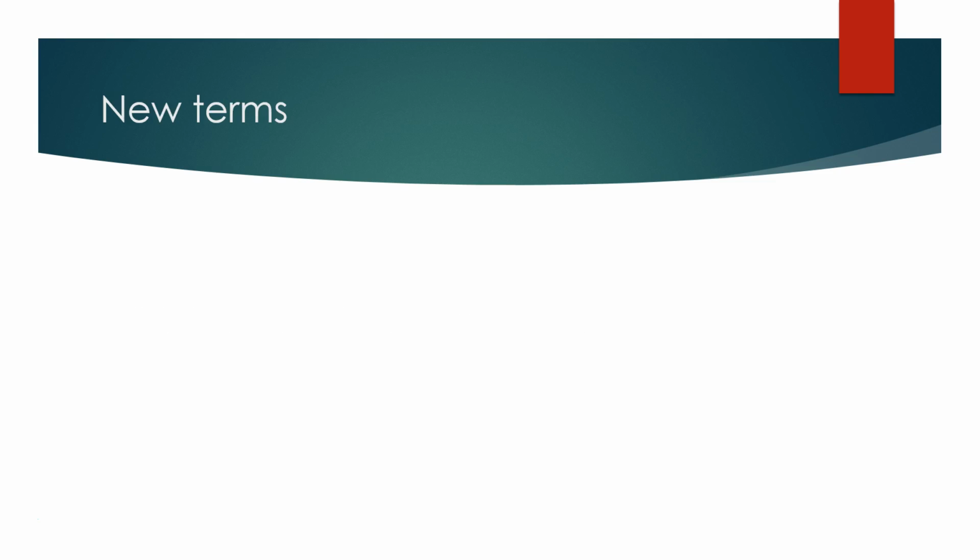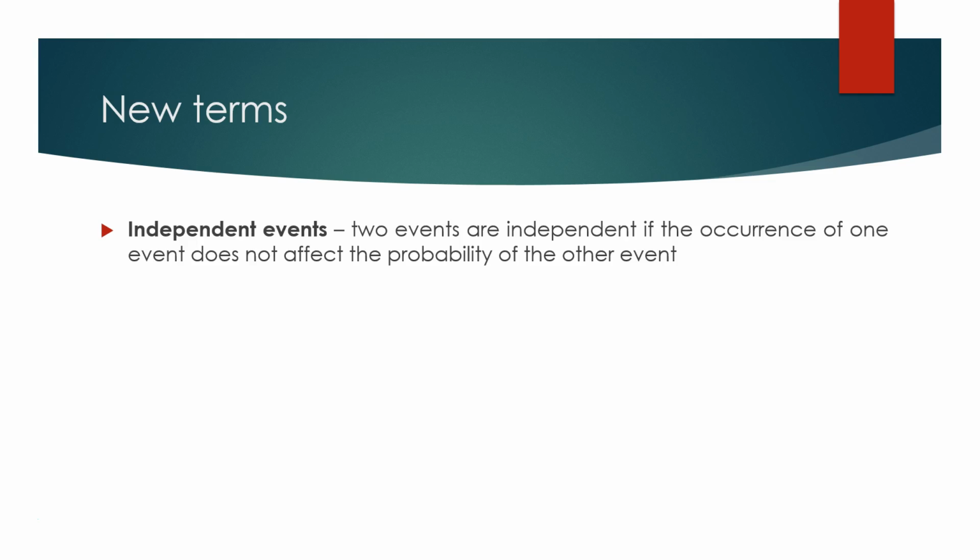We're going to have some new terms before we get into our new rule. First is independent events. Two events are considered independent if the occurrence of one does not affect the probability of the other. So basically, they operate completely separately.